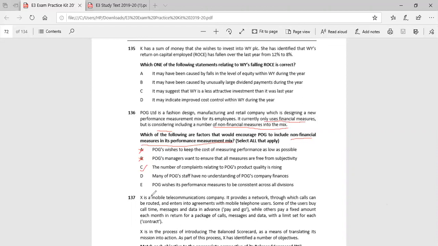One of the disadvantages of financial measures is that it is not easy for non-financial professionals to understand financial measures. Non-financial measures are easy to understand, easy to calculate, even by non-financial professionals. That is one important point which we have considered while looking at the advantages and disadvantages. So we go with this one. POG staff have no understanding or less understanding. Therefore, they are thinking about going for non-financial measures. Okay, 137.